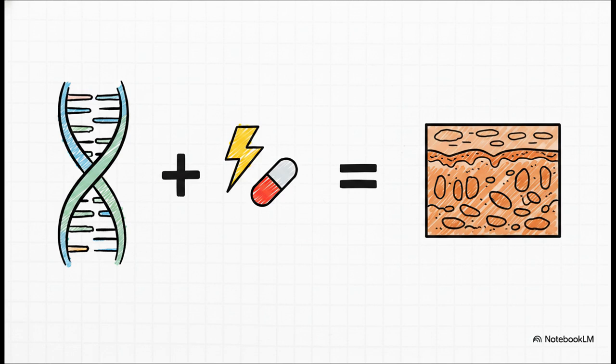But the triggers themselves are fascinating. Physical trauma to the skin can induce lesions, which is known clinically as the Koebner phenomenon. Infections, notably a strep tonsillitis infection, frequently trigger a specific variant called guttate psoriasis. Even things like stress, certain drugs, smoking, and alcohol can suddenly ignite this genetic powder keg.